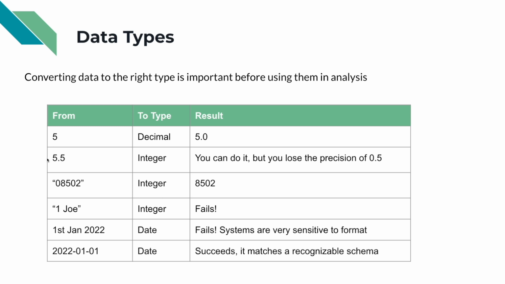If we try and convert 1 Joe to integer, you'll see a failure. If you see 1st Jan 2022 and try and convert it to date, you'll see failure. Why? Because these are non-readable formats in the Python or R or whatever language you're using. And frequently you'll have to debug that and try and figure out why it's failing, clean up the text, and then actually convert it correctly.